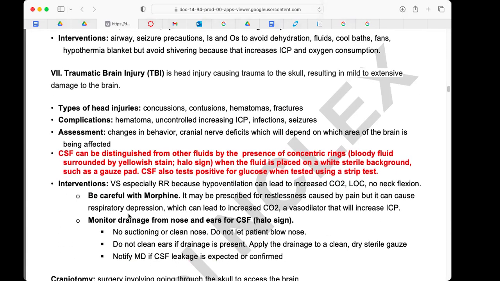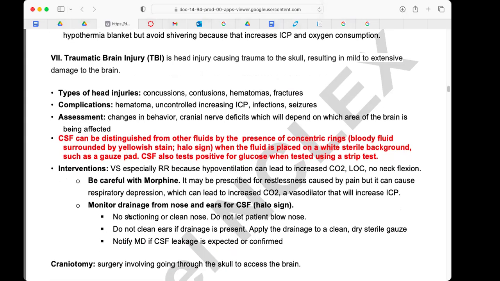Traumatic brain injury. Traumatic brain injury is a head injury causing trauma to the skull, resulting in mild to extensive damage to the brain. So there are different types of head injuries. You have concussions, contusions, hematomas, and fractures.